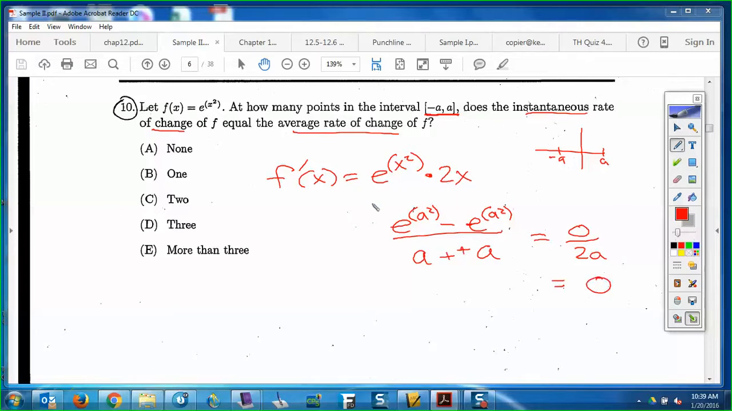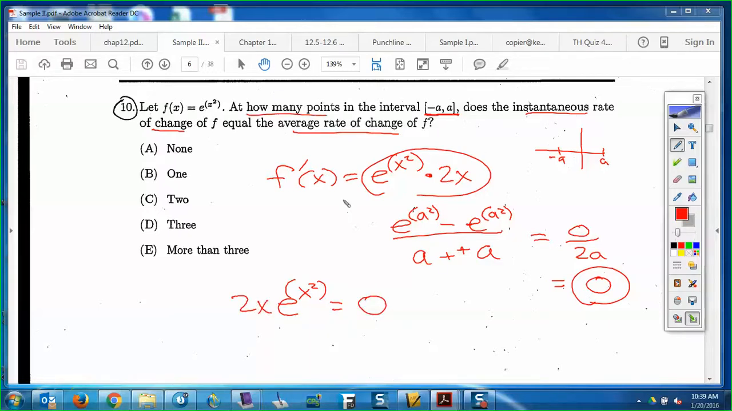So there you go. I mean, this is going to be easy. Because I thought it was going to get kind of messy there. So how does the instantaneous rate of change equal the average rate of change? Well, here's the instantaneous rate of change, and we just found the average rate of change is 0. So therefore, when does this equal that? So when does e to the x squared times 2x equal 0? Or how many times is what it said. Well, when does 2x equal 0? When x is 0. And when does this equal 0? Never. So, one time.